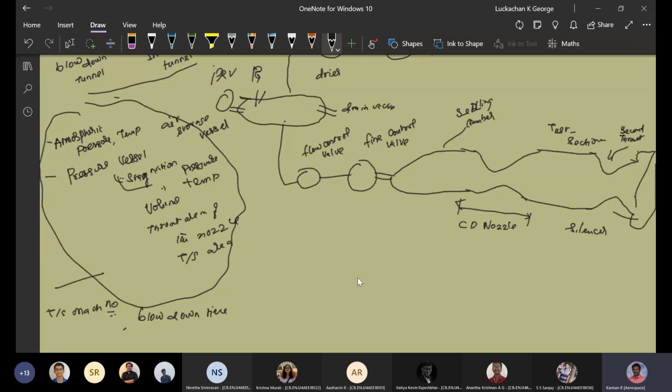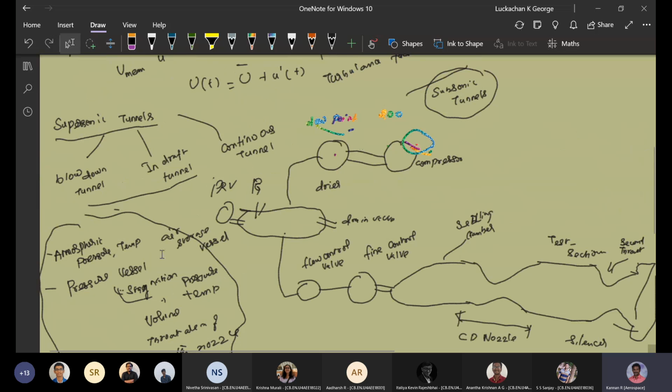So whatever CD nozzle, flow through nozzle is available in our lab, this is going to talk about that. We have the same thing. We don't have a dryer. We have a compressor, and straight away we are connected to a pressure vessel, and we have a flow control valve going to the settling chamber, and we have a convergent divergent nozzle, and we have a test section.